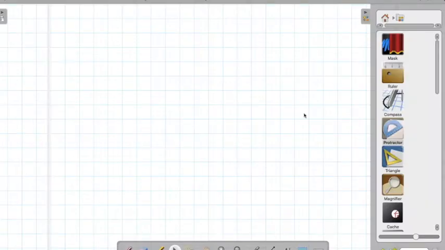So we're going to start just by making some angles. I do that with this line tool here. And maybe we could just do it and then measure it and then erase it. So I'm going to make a 90-degree right angle. It's called a right angle for a reason.